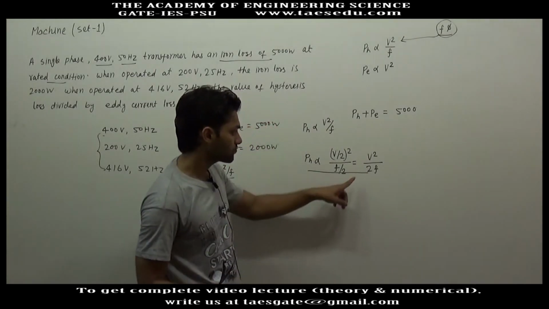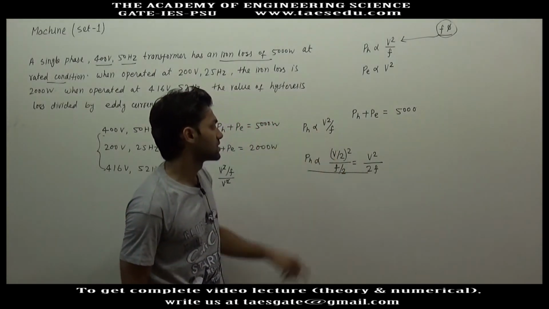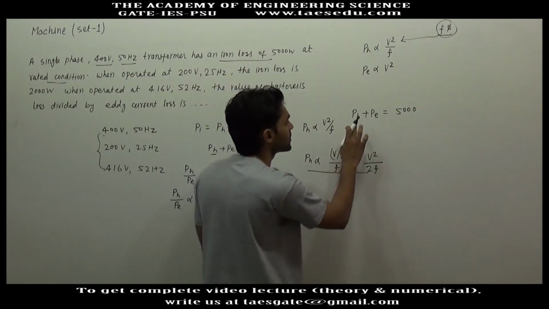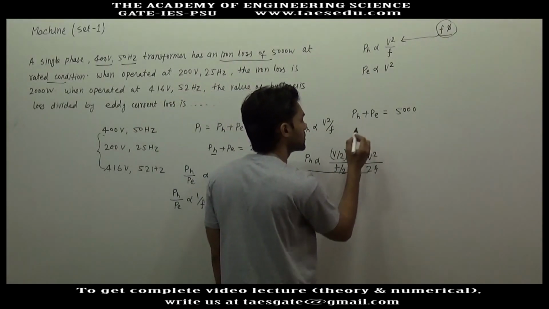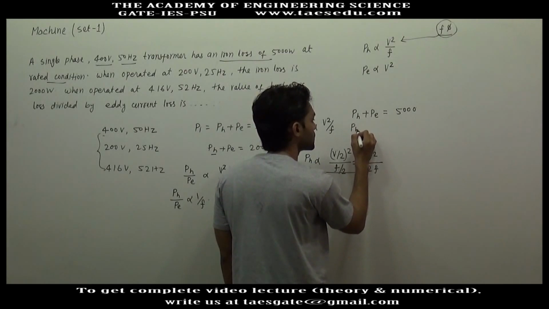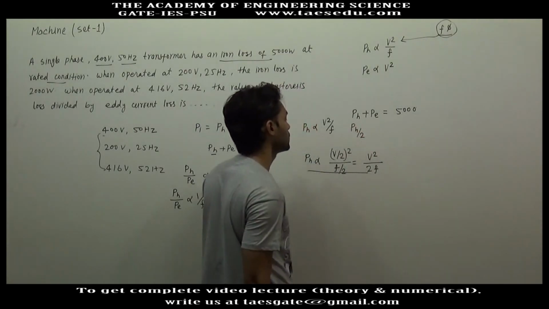Now if you compare the two hysteresis losses, you will find that in the second case, the hysteresis loss is 50% of the first hysteresis loss. So in the first condition, if you have hysteresis loss PH, in the second condition, the hysteresis loss will be PH by 2.